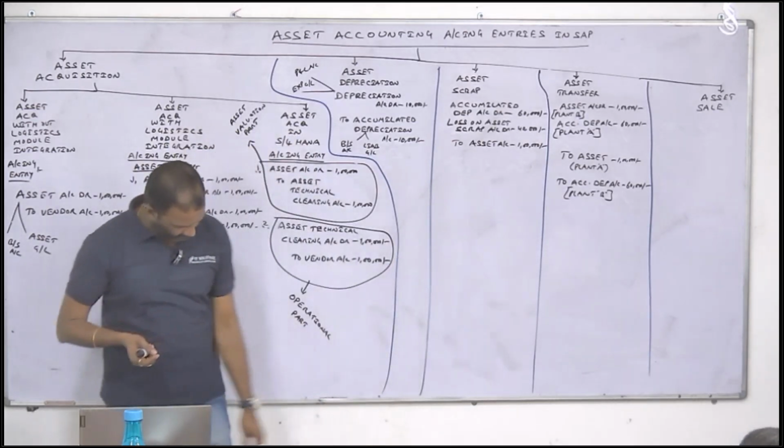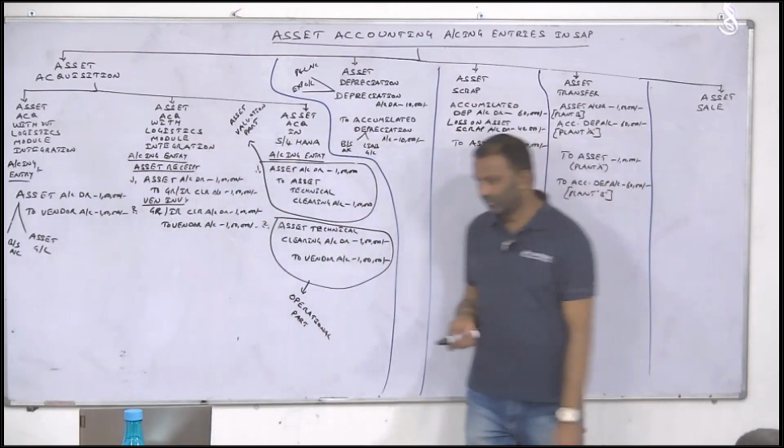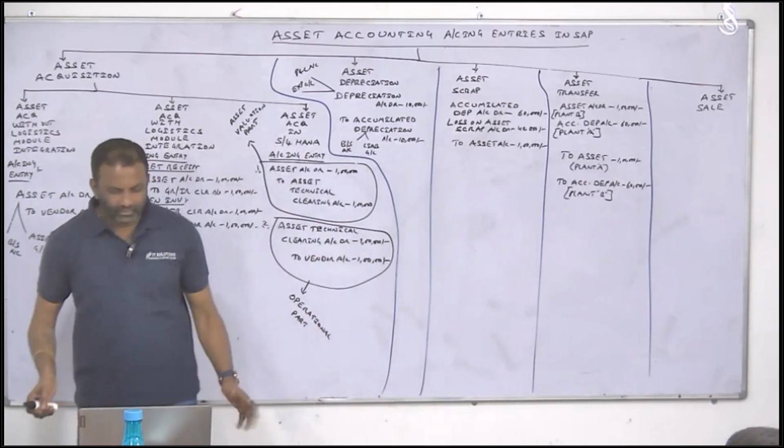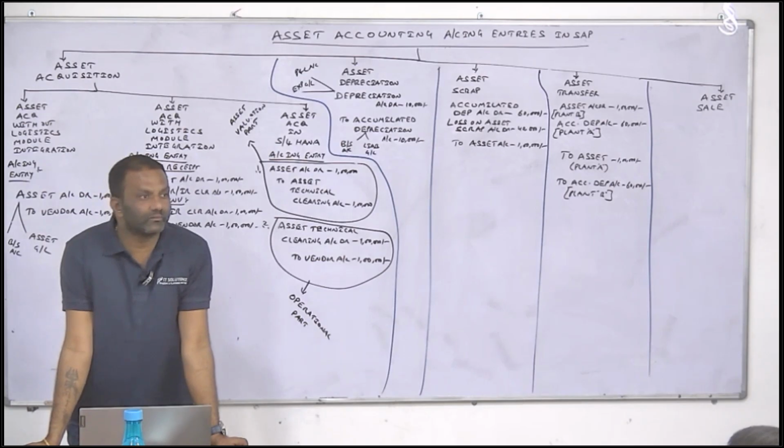Okay, sir? Yes, sir. Clarified. Yeah. Right. Then what is the next one? Assets. What is the accounting entry? Let's keep going. What is the accounting entry for asset sale?